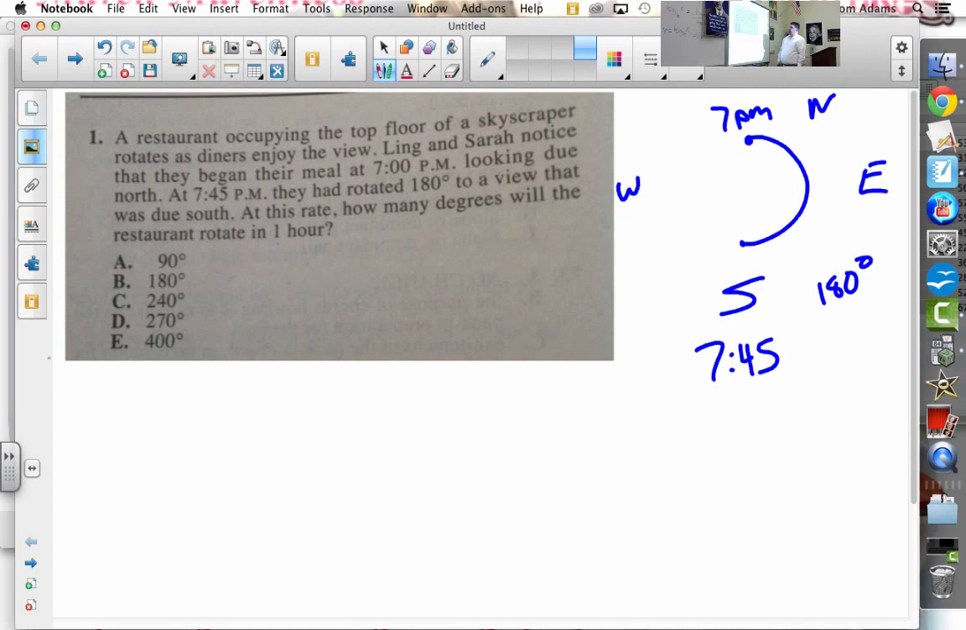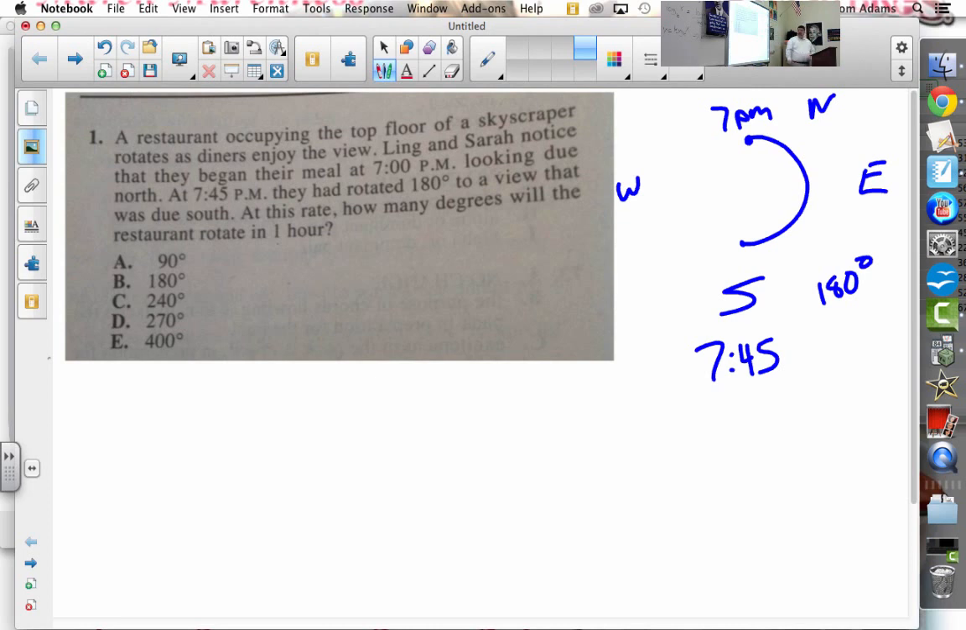At this rate, how many degrees will it be in 1 hour? Okay. How many degrees will it be in 1 hour? Now there's lots of ways that you could do this. Probably the easiest way would be if you could figure out the unit rate. In other words, how many degrees does it travel in 1 minute? You could break it up into 15-minute intervals, right?